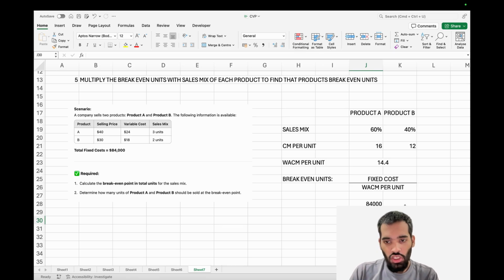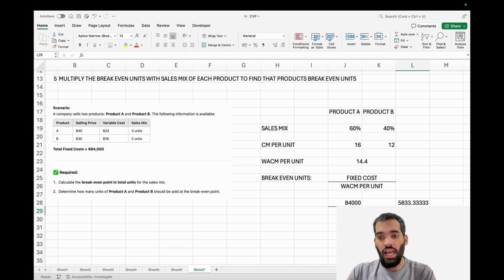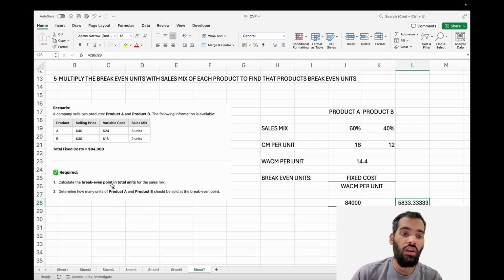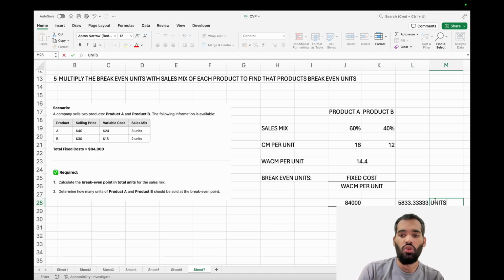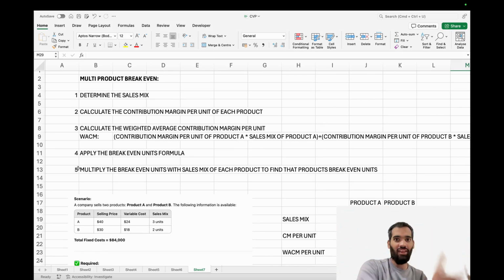So if you solve this, you will get the number of units you need to sell to break even, not each product separately, the total units you will get, right? So if I divide this by this, now we have found out the total break-even units, which is the first requirement. Calculate the break-even point in total units for the sales mix, in total, not separated out. So that was step number 4, to find the total units to break even. Now step number 5, to separate these out, like how much of the total is product A and how much of the total is product B. So the step is saying multiply the break-even units with the sales mix of each product to find that product's break-even units.